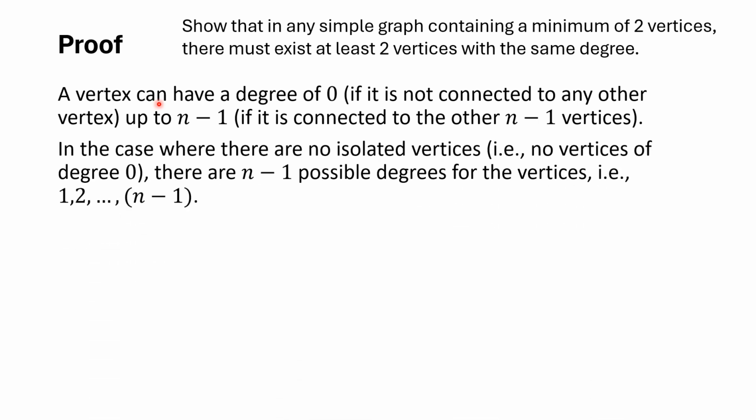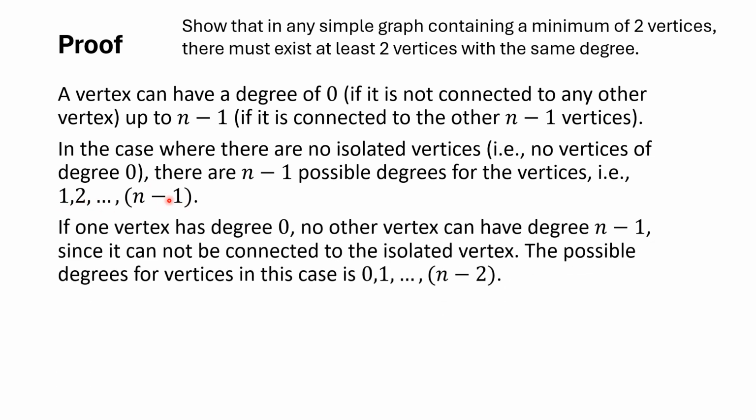So we have 2 cases. In one case, there are no isolated vertices, and in that case, the possible degrees are 1, 2, all the way up to n minus 1. So there's n vertices, but only n minus 1 possible degrees that they could have.